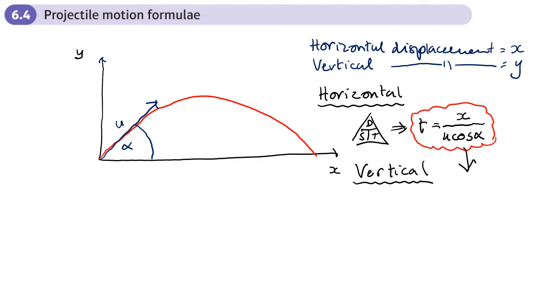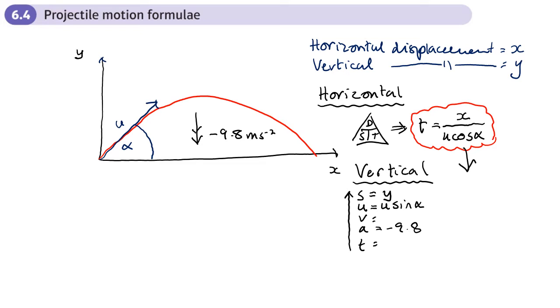So let's have a look at our vertical motion, and let's write down what we've got. Taking upwards as positive, the displacement is going to be y. How far up has it gone? u is going to be u sine alpha. v, well, we don't care about that, we don't know what it is. a we do know, that's going to be negative 9.8 for acceleration. And for the time, I'm going to take what I had for the time for the horizontal, so this is going to be x over u cos alpha.